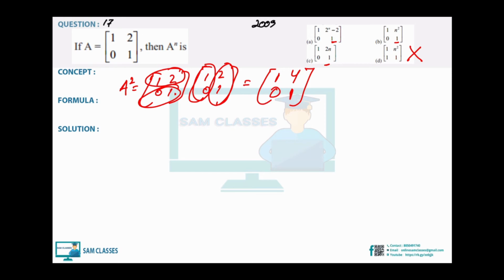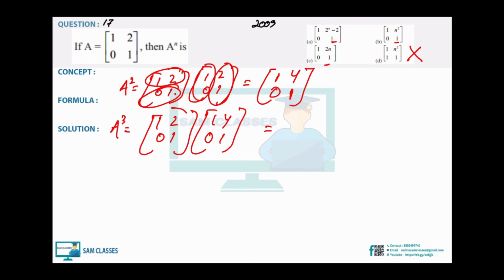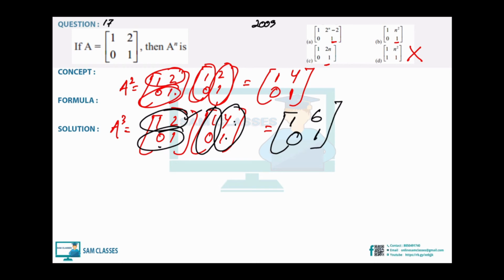Now we have to find A cube. Very simple. A cube is equal to what? A into A square. So [1 2; 0 1] multiplied with [1 4; 0 1]. This row, first column, so what do you get? Just 1. First row, second column, so 4 plus 2, 6. Next, second row, first column, what I'm getting, students? 0, and this one I'll be getting as 1. So now, what are the things we can remove? n square won't come. Either when n equal to 3, 6 can come, or when I'm putting n equal to 3, this one can come.